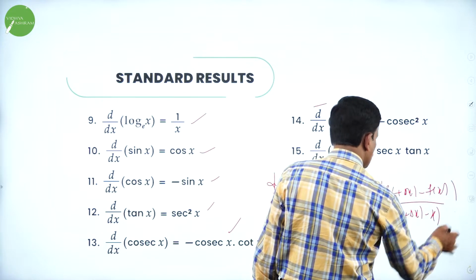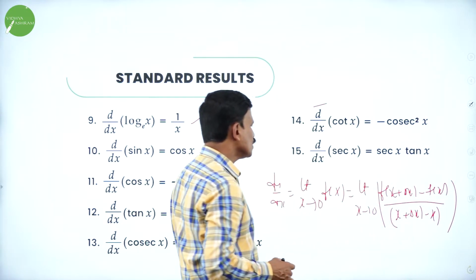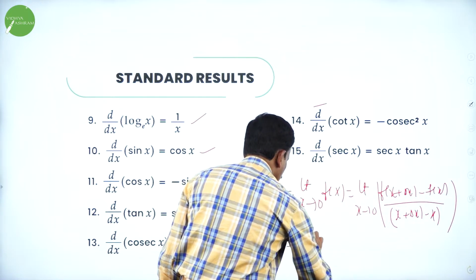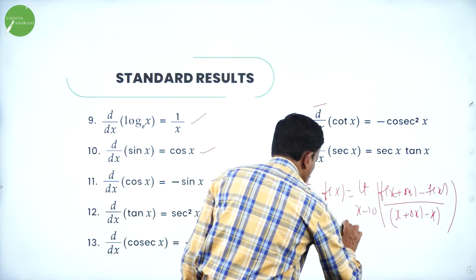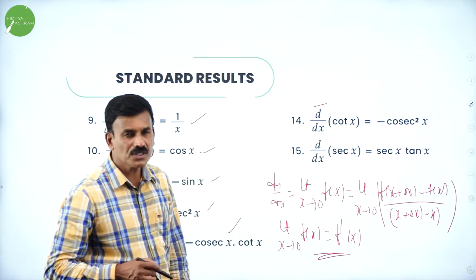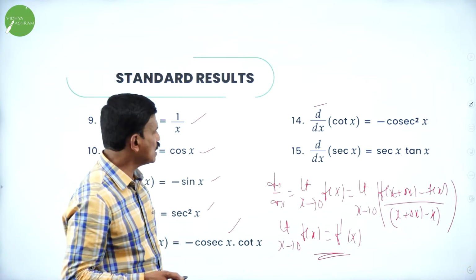So if this limit exists, then this is nothing but f dash of x. That is called the derivative of the function. You might have studied this in your previous classes.